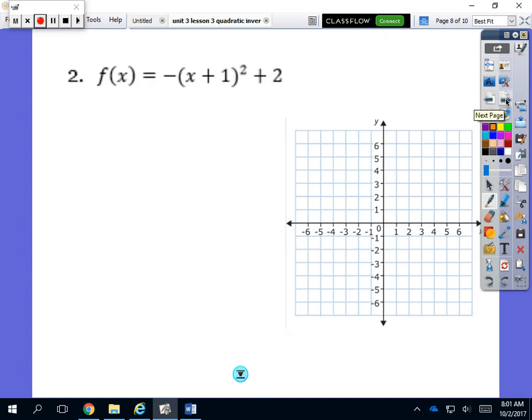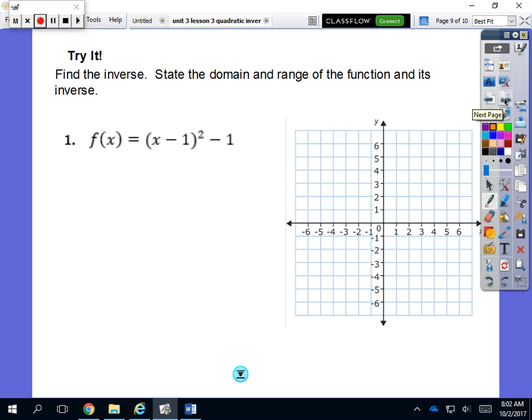Flip over your paper, and I want you to go to the try it. Don't go to number 2 on top. Go to the middle, the try it. That's the only one I'm going to have you do, and then you do your assignment. So f of x equals (x minus 1) squared minus 1. Try to do it as much as you can without my help.